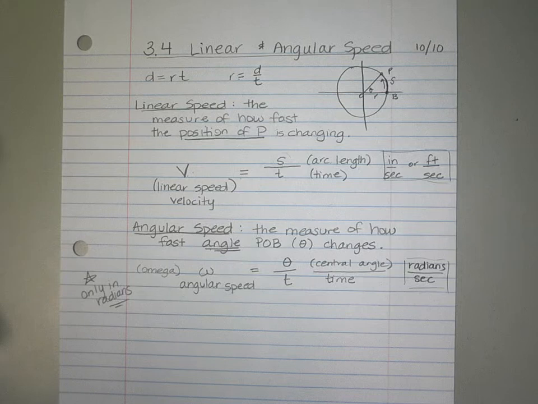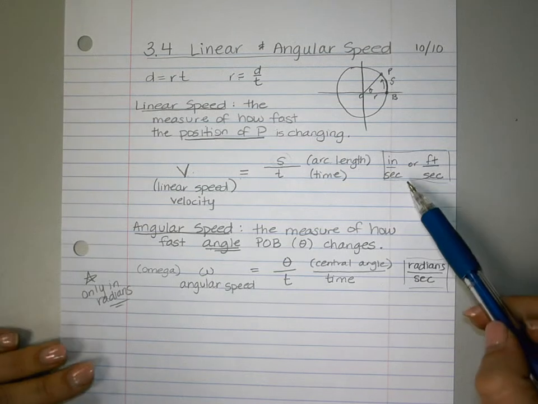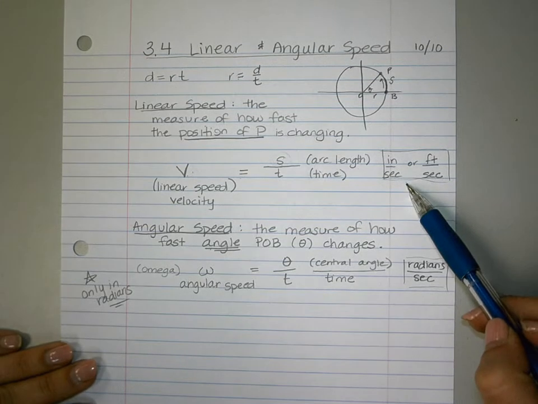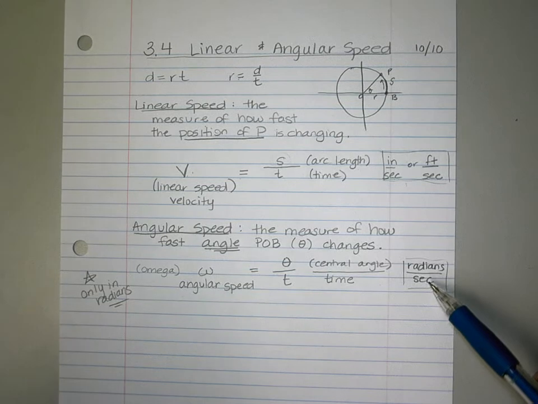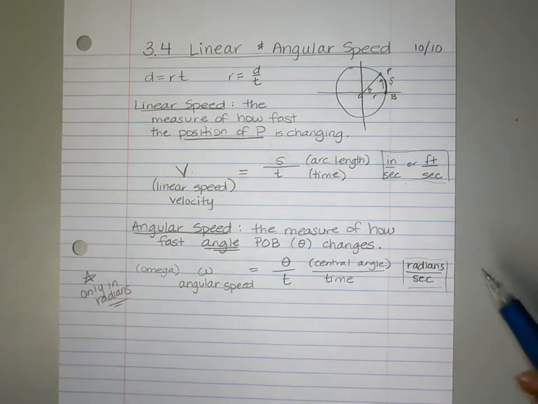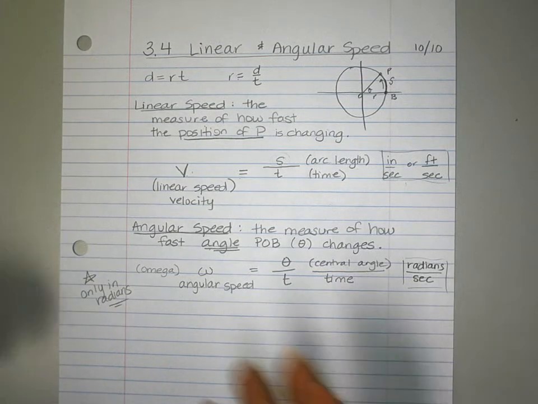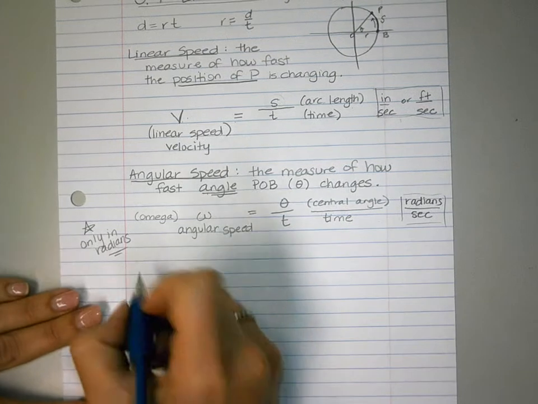If you're not sure whether you're using linear speed or angular speed in the question, look at what units are being offered. Is it pi over 6 radians per second, or are you being told that something's changing 35 centimeters per second? If it's 35 centimeters per second, you're working in linear speed. If it's some type of radians per second or degrees per second, which you'd have to change to radians, you're looking at angular speed.